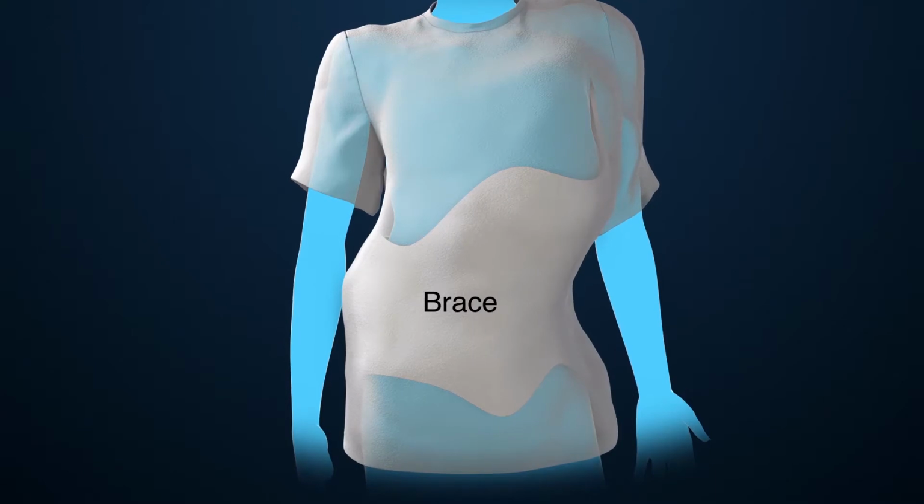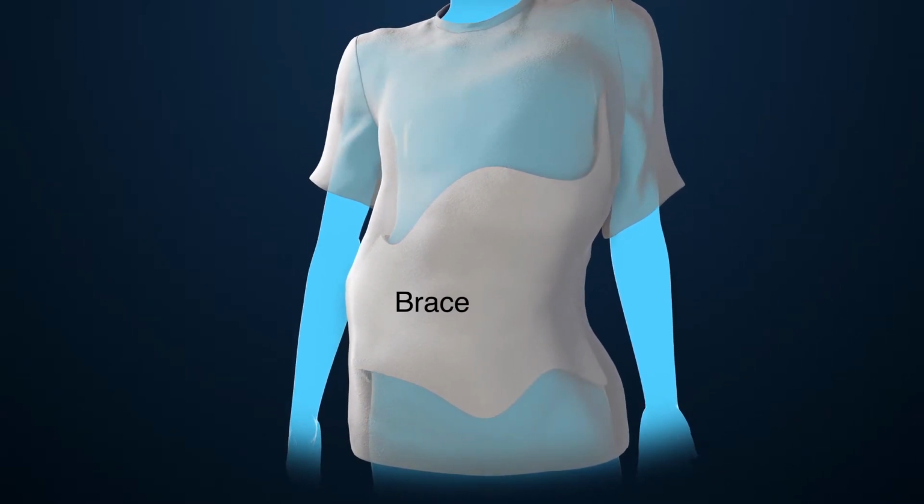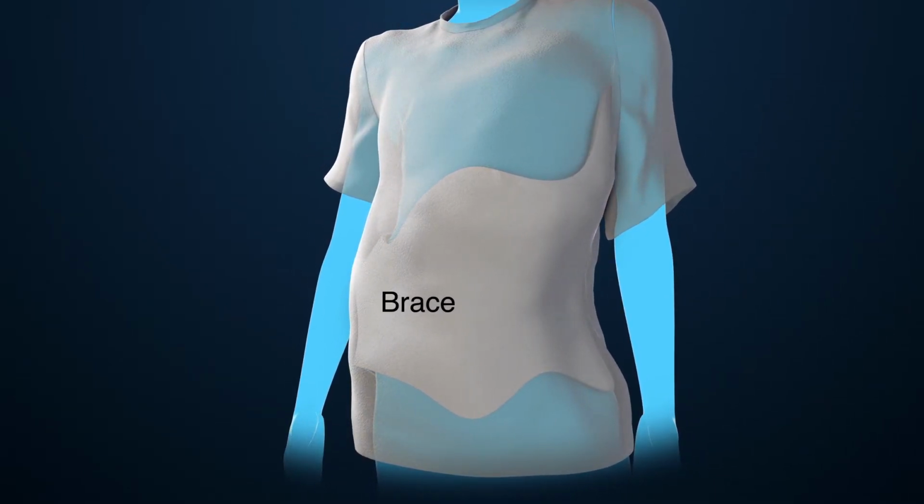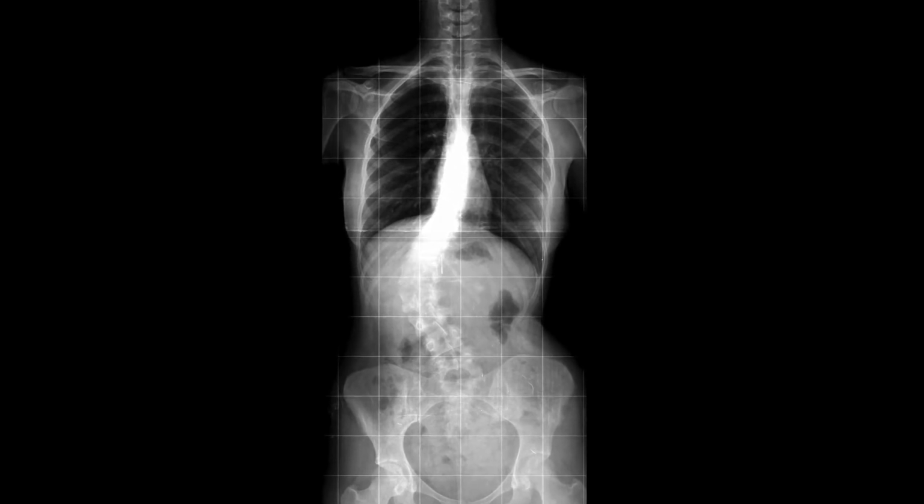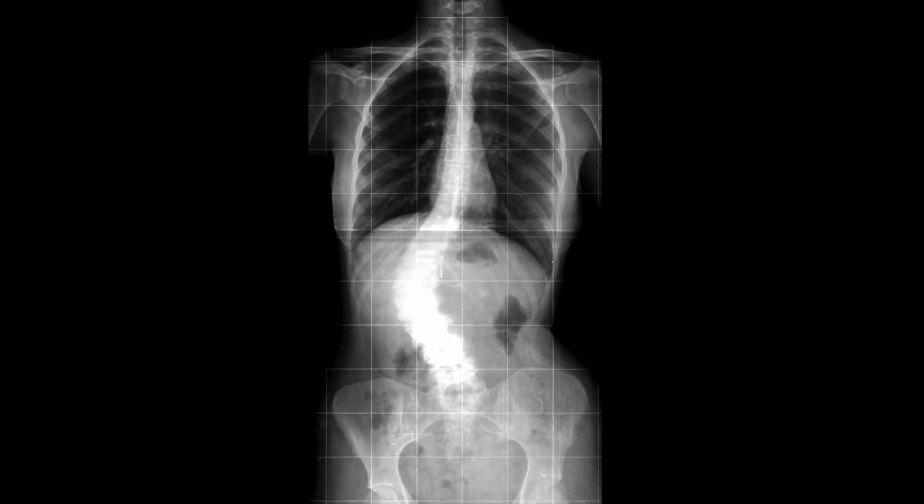Scoliosis is often treated with a brace to stop the curve from getting worse. Doctors will measure the spinal curve over time to see if the brace is working.